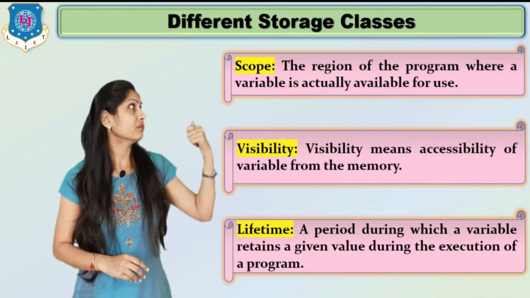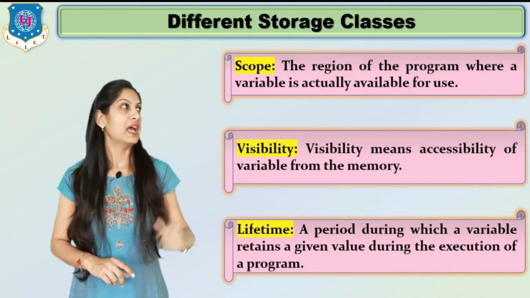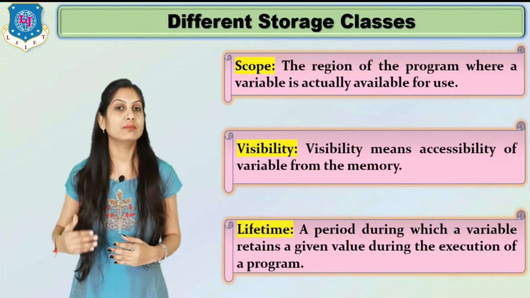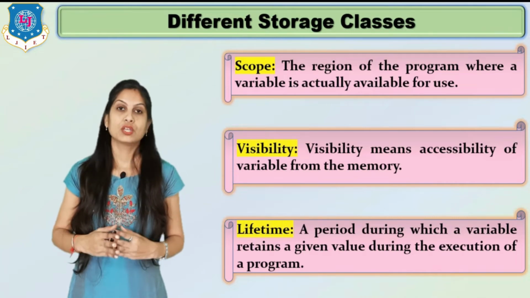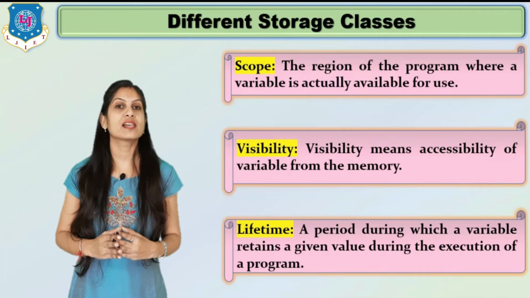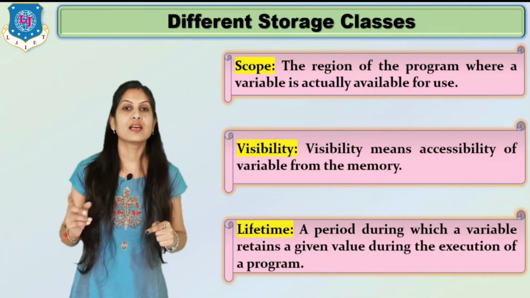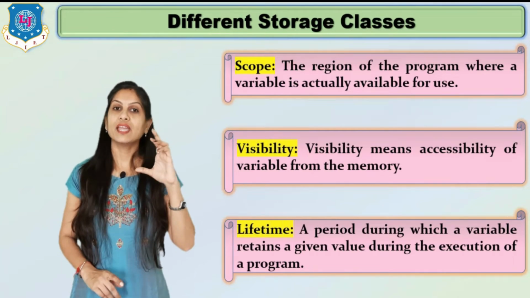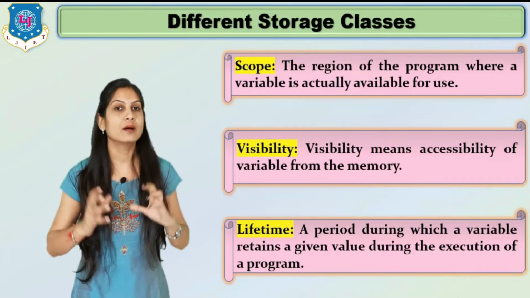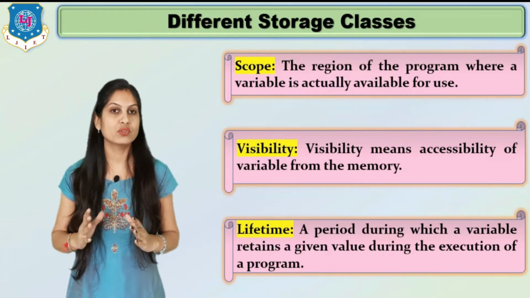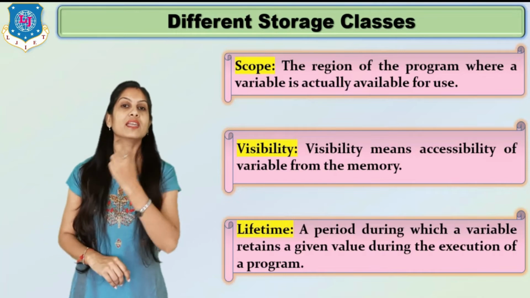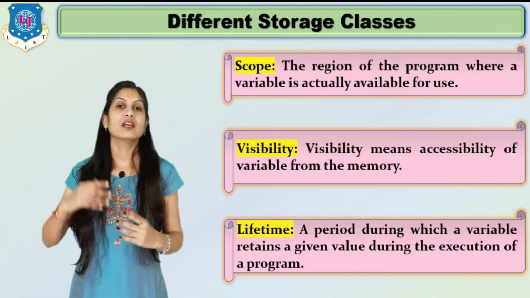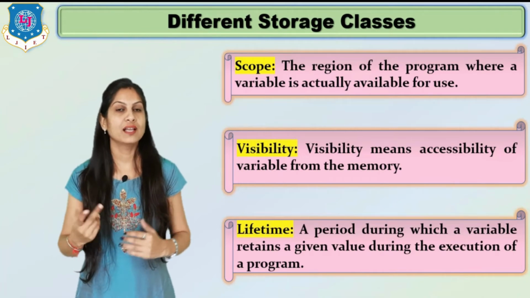Now start with the first, scope. The definition is the region of the program where the variable is actually available for use. If you remember, in our program we write with opening and closing curly brackets. This is our area, in which we write the declaration part of variables. Suppose I am writing integer a, then a has an area between these 2 brackets, and that is known as scope.